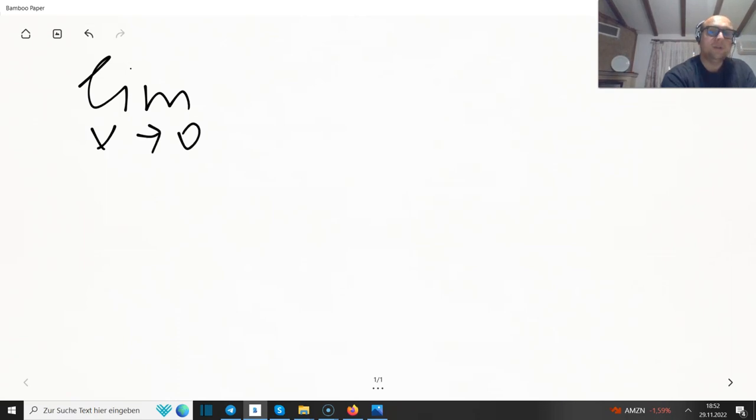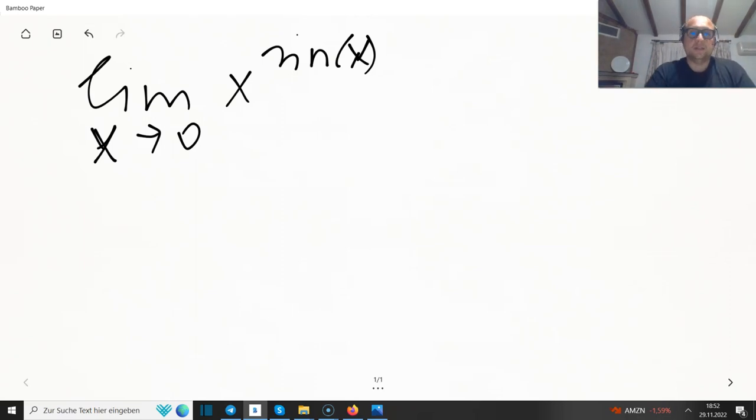x towards 0, x to the power of sine of x. Isn't that nice? Well, let's see. x is running towards 0, sine of x is running towards 0. So once again, as we were saying yesterday, kind of 0 to the power of 0, but you never know what can happen.